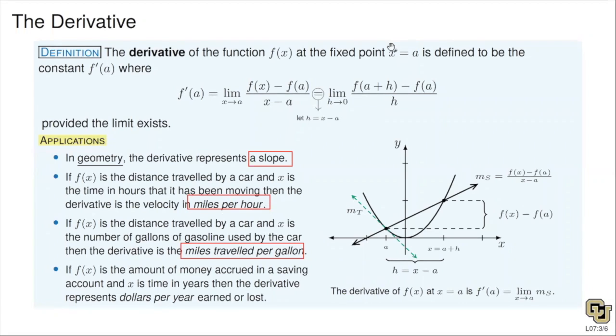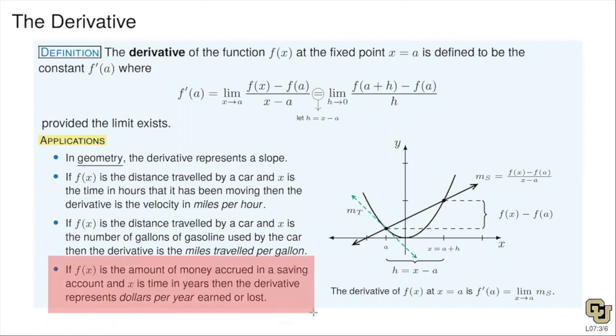Here's an interesting application. If x is the amount of money accrued in a bank, f of x is the amount of money and x is the time, then the units of our derivative would be dollars per year, and the derivative would represent dollars per year earned or lost. If the derivative is positive, then we're gaining money. If the derivative is negative, then we're losing money. If the derivative is zero, we're neither gaining nor losing money. This is an interesting application because the domain here for x isn't necessarily a real number.